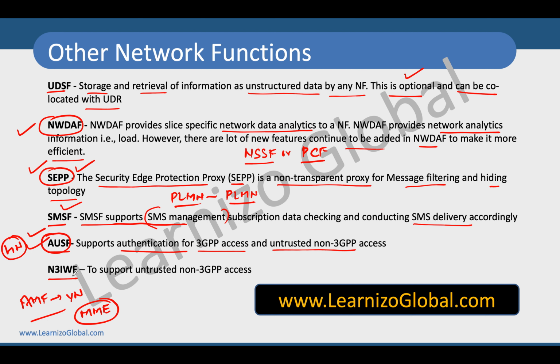Last but not least, N3IWF, which is referred to as the Non-3GPP Interworking Function. Whenever we want to connect our 5G core network to a non-3GPP access network like untrusted Wi-Fi, we have to use an interworking function which sits at the level of the gNodeB, and that network function is called N3IWF. N3IWF enables non-3GPP networks like Wi-Fi to connect to the 5G core network, both for control plane and user plane. So N3IWF is required only when you want to connect your 5G core network to a non-3GPP access network.